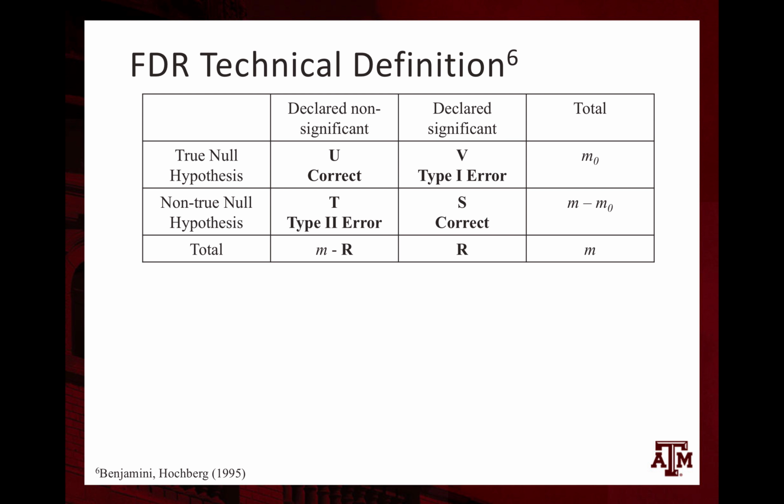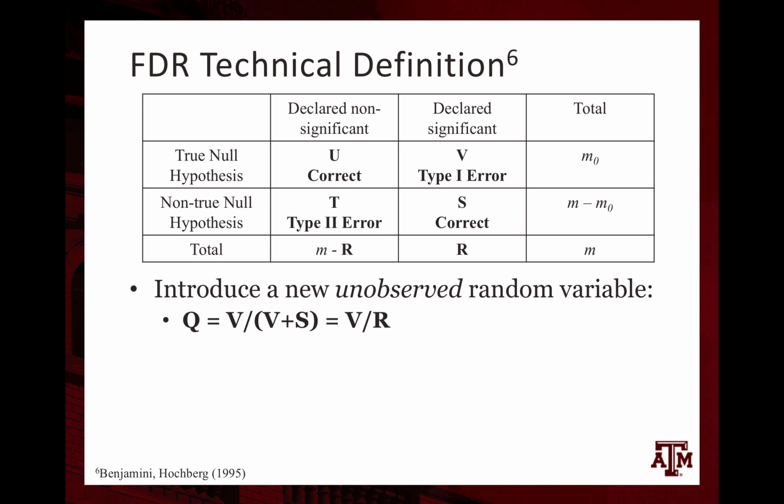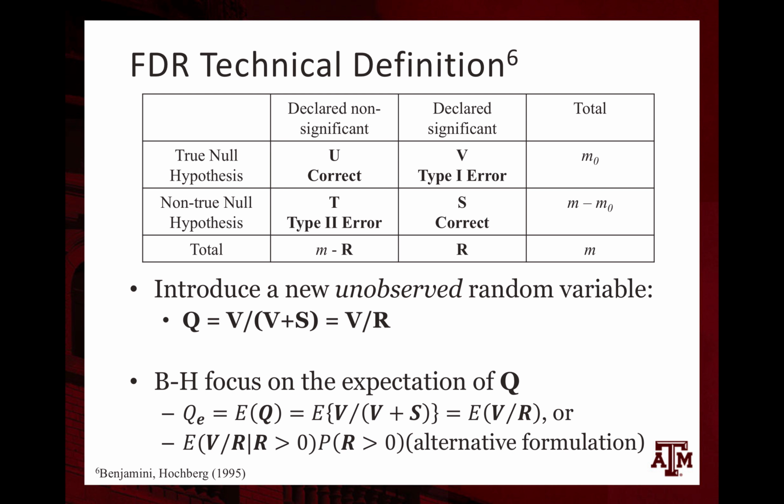A more technical definition is given here. Looking back at our hypothesis testing framework, we're going to introduce a new unobserved random variable, Q, that's simply defined as V over R. So again, the number of type 1 errors or false discoveries divided by the total number of rejected hypotheses. Benjamini and Hochberg are going to focus on the expectation of Q. And so this variable Q sub E is defined as the expected value of V over R.